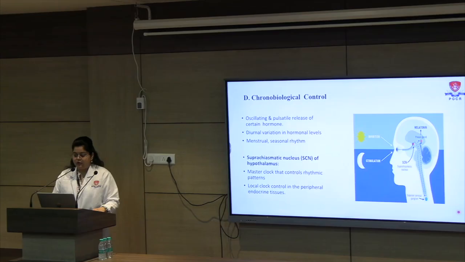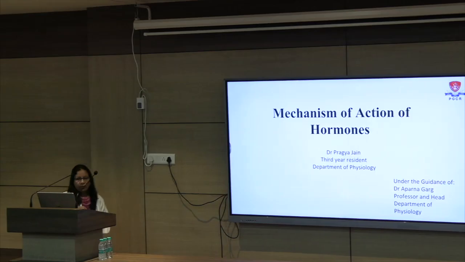Coming to the understanding of chronobiological control of hormones. Here the suprachiasmatic nucleus comes into play, which acts as a master clock that controls the rhythmic patterns of certain hormones. There are oscillating and pulsatile release of certain hormones, which work on the diurnal seasonal variations. Like due to the sleep-wake cycle, there is variation in the levels of cortisol seen. It acts as an auto-regulatory feedback mechanism, leading to rhythmic hormone levels by inhibiting their production and thus maintaining the normal circadian rhythm of the human body.